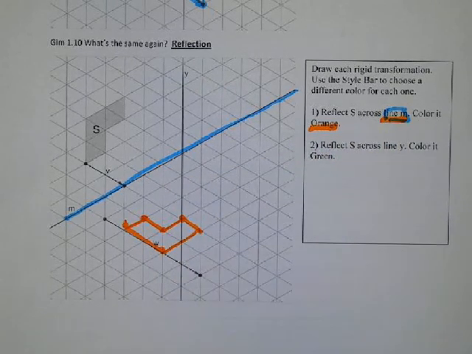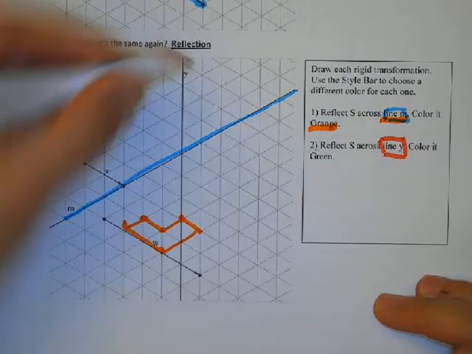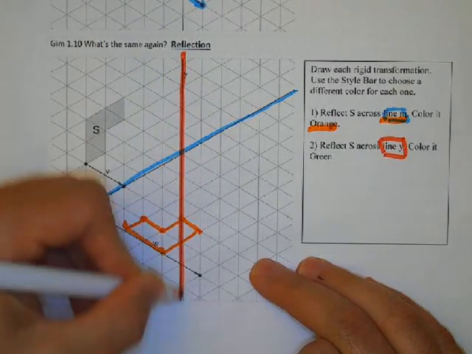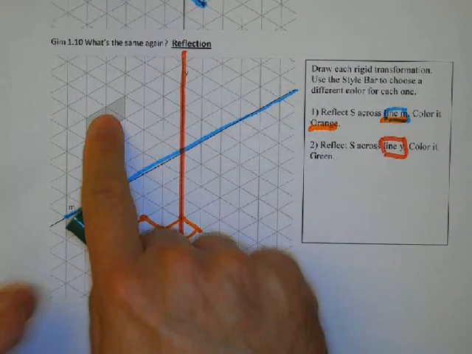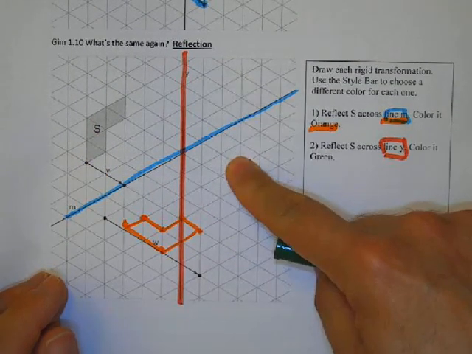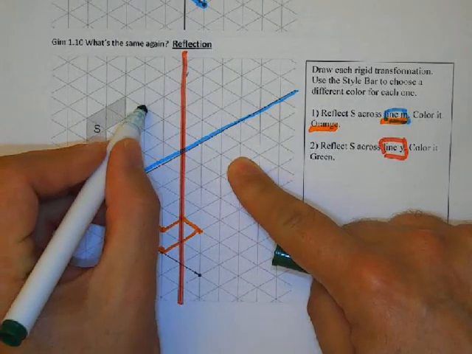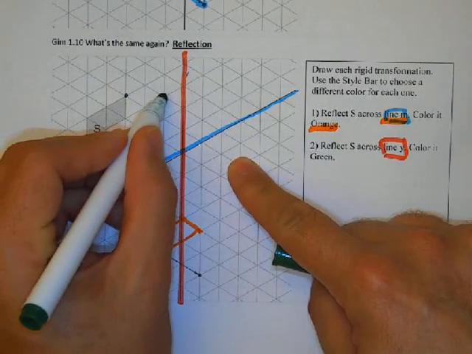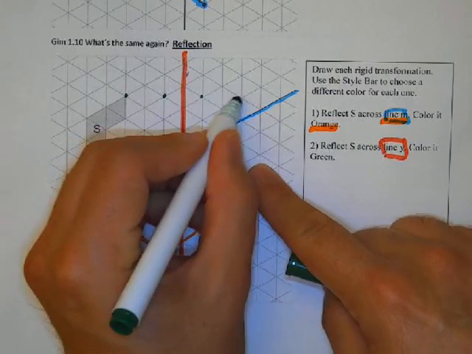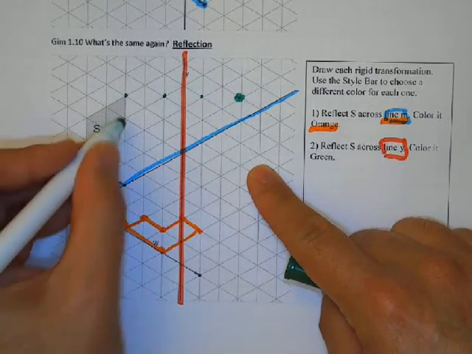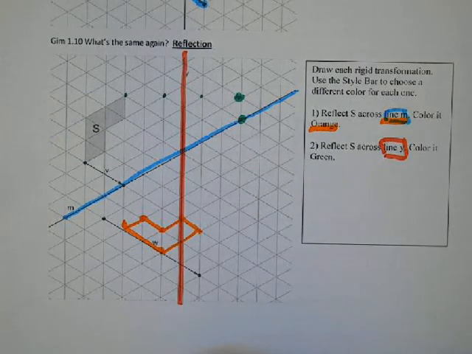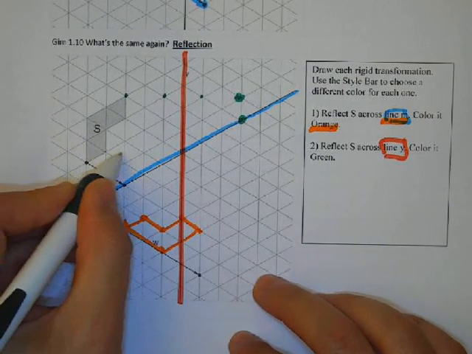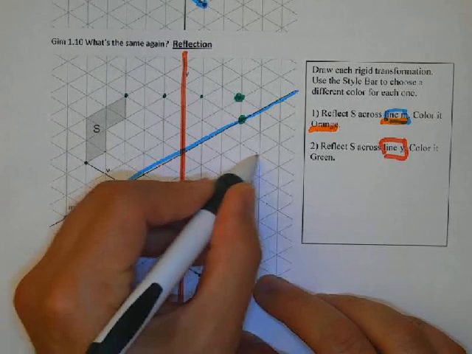Okay, now let's do another one. I want to reflect along line Y. Here's line Y. And if I'm going to reflect it along line Y, this part here is going to be over here somewhere. So how far do I go? So this point I go 1.5, so 1.5. Same thing. Okay. And this point here goes 1, 2, so 1, 2.